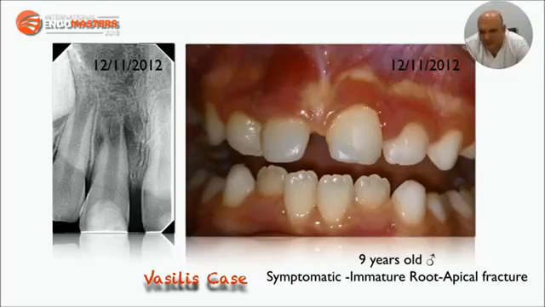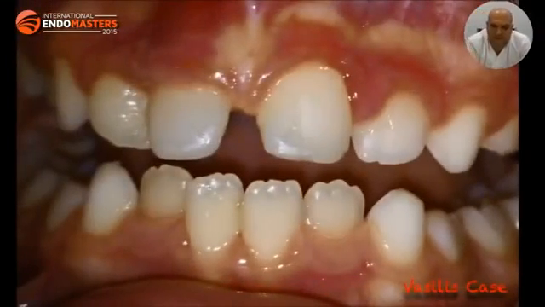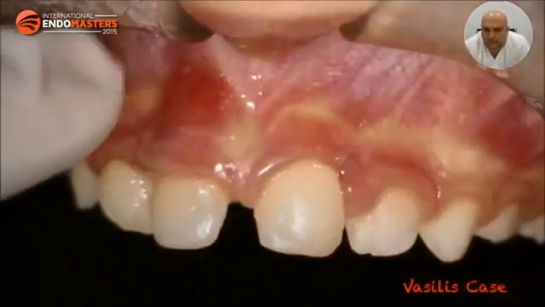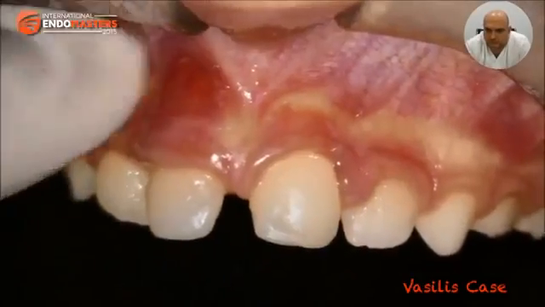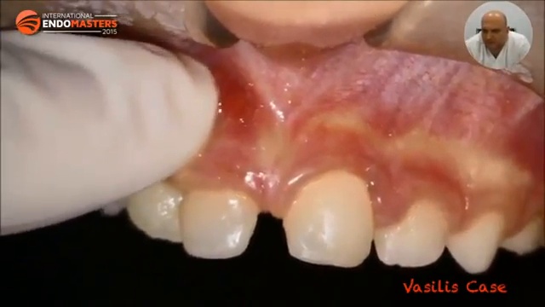Of course, this is an end stage case, but instead of extracting little Vasilis's maxillary central incisor, maybe we can apply revascularization procedures and try to achieve hard tissue consolidation of the fractured immature apex here. Because imagine the detrimental consequences of extracting the central maxillary incisor in a 9-year-old boy. So, this is what I tried. The immature tooth is palpation and percussion sensitive, and this is the clinical situation. It's highly mobile, grade 3 mobility.